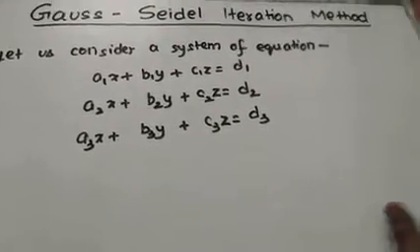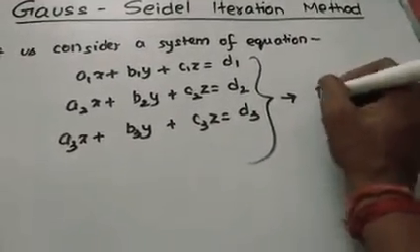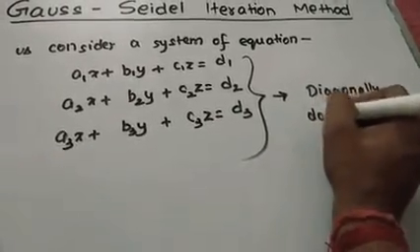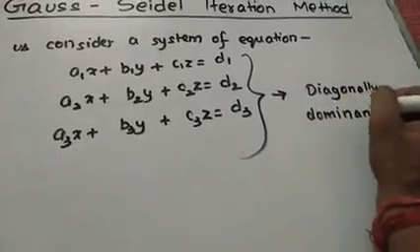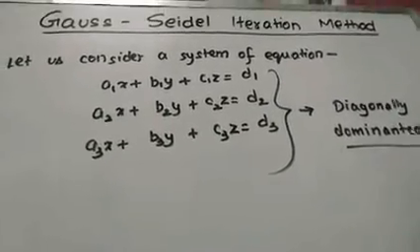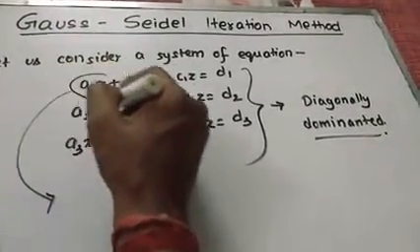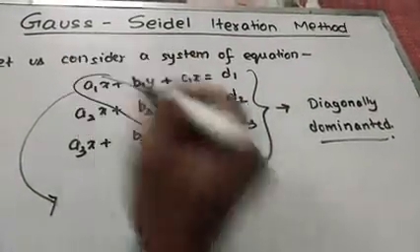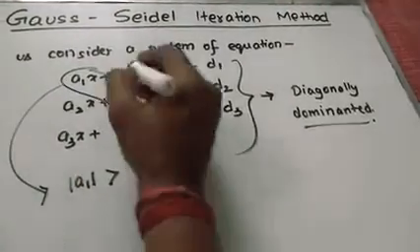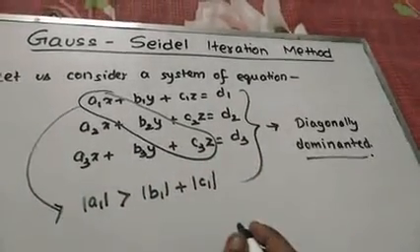Now the first thing is that here also you have to check whether this system of equations is diagonally dominant. I hope now you will understand what diagonally dominant means. That is simple. From the first equation we will see what the diagonal terms are. These are the diagonal terms. In respect of that, mod of a1 for the first equation will be greater than the sum of the other two, that is mod of b1 plus mod of c1.